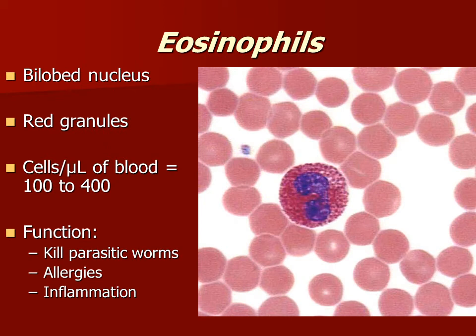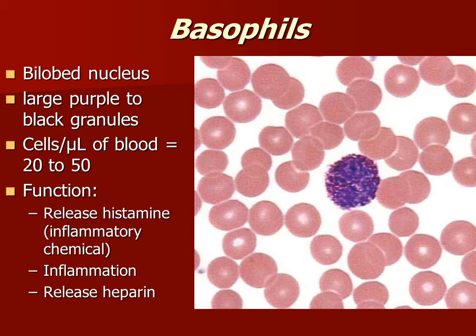The eosinophils are bilobed, so they have 2 large lobes. The granules look red. They are very noticeable. They function to help kill parasitic worms. They are involved with allergies and also the inflammatory response. Basophils are the third type of granulocyte. If you look at them, it's kind of red and blue. They're darker than the eosinophils are. They're bilobed. They function in the inflammatory response. They also release heparin, and they release histamine as part of the inflammatory response as well.